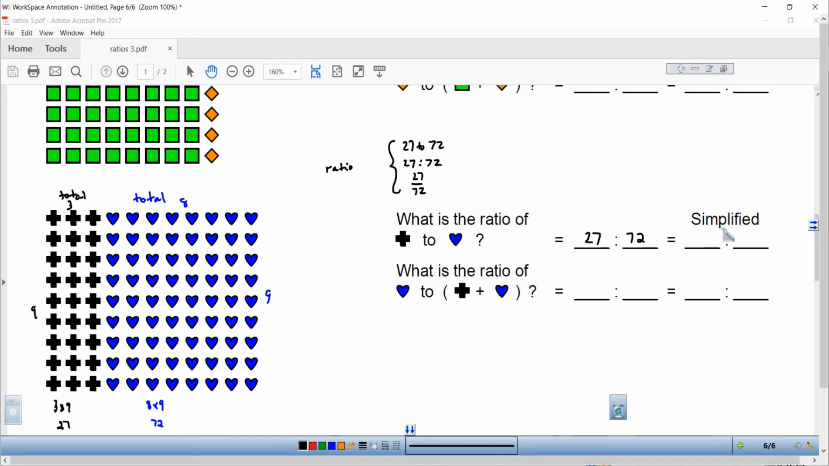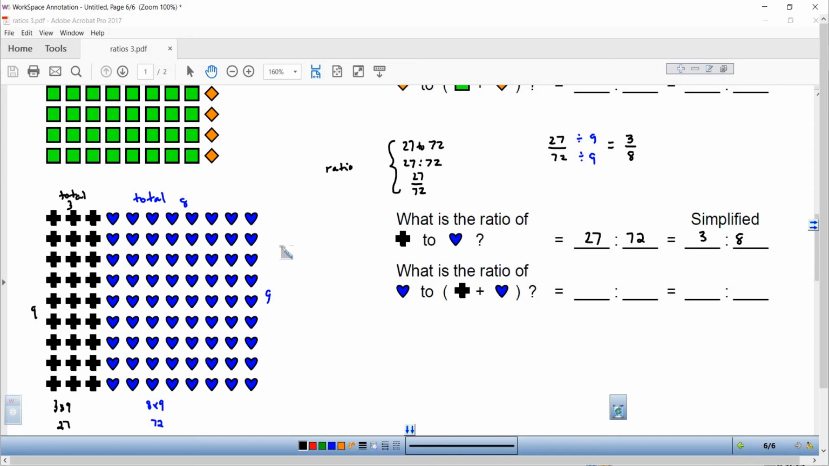All right. Now, they want us to simplify it. When we talk about simplifying a fraction, what we say is, what are the common factors? So we would say, okay, what number do I know that goes into both 27 and 72? Well, if you know your 9 times tables, you know that 27 is 9 times 3, and 72 is 9 times 8. So hopefully you could see that 27 divided by 9 is 3, and 72 divided by 9 is 8. And so the simplified ratio would be 3 to 8.